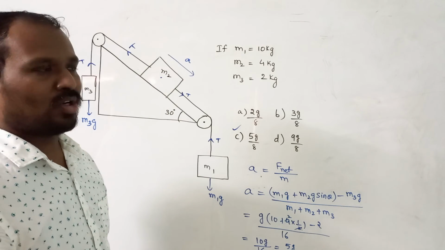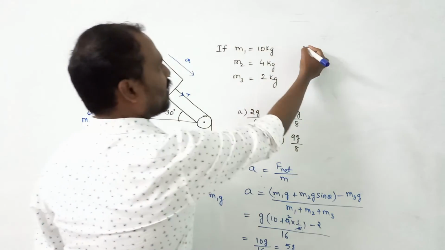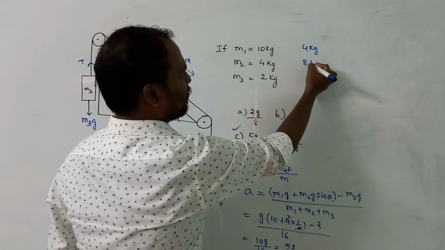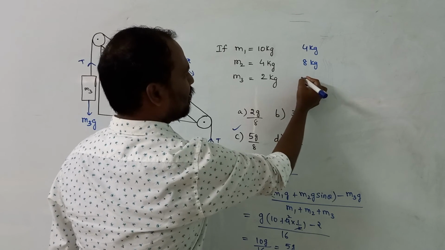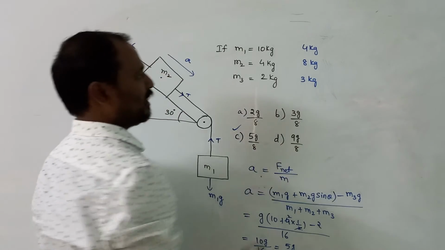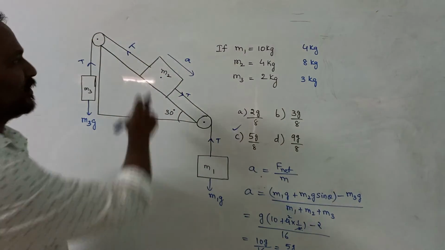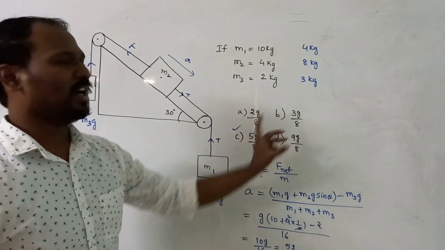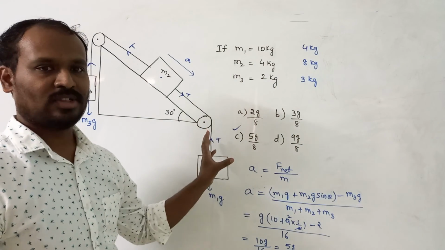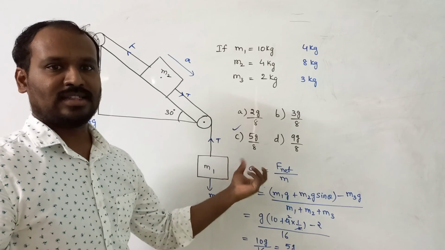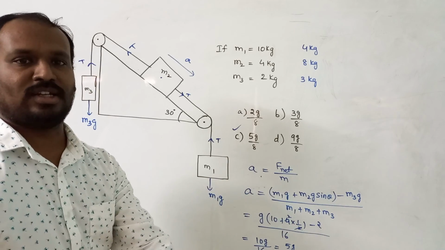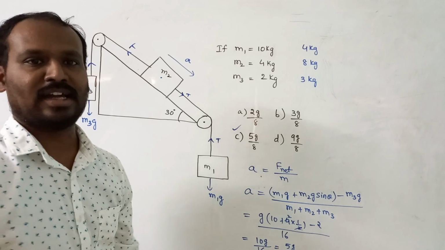I will give one more example. If M1 is 4 kg, M2 is 8 kg and M3 is 3 kg, then find the acceleration of the system. You can use the same method to find the acceleration of the system and send the answer in the group or wherever the link is, you can send it and comment.